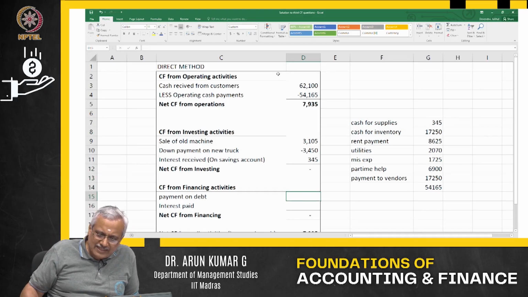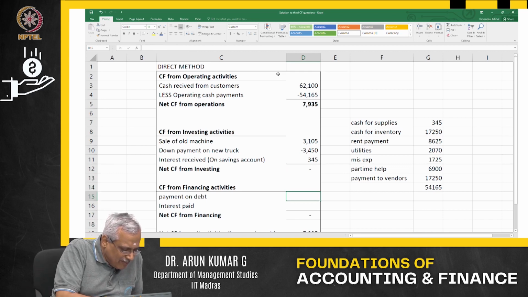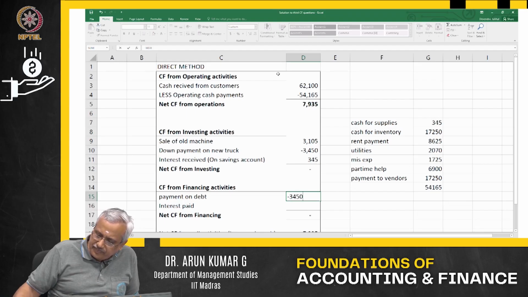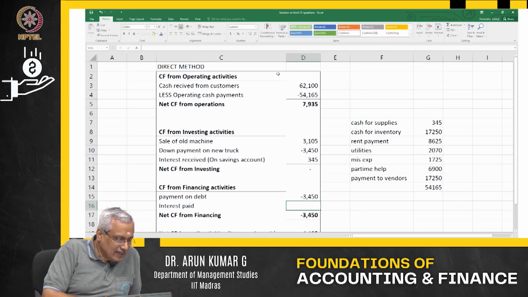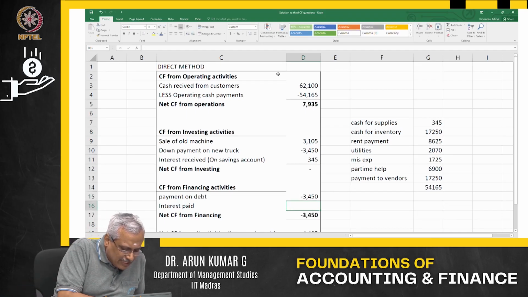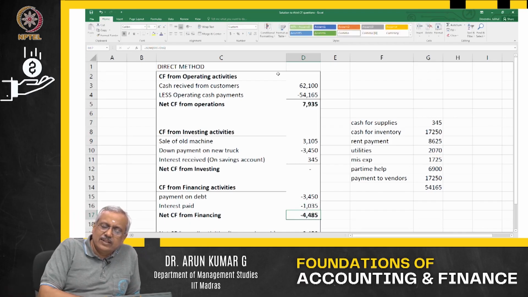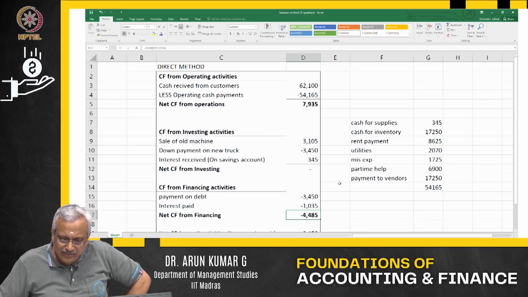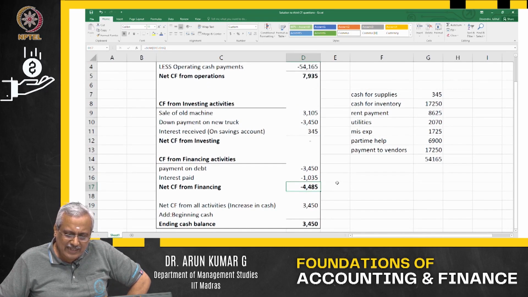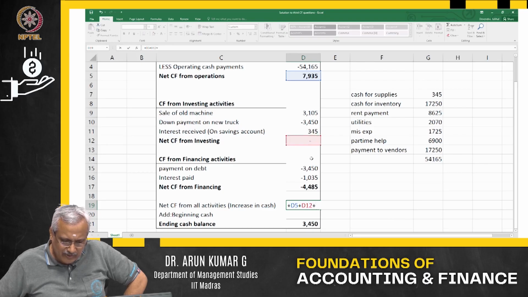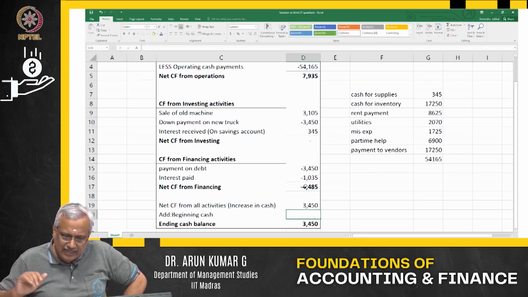Now I go to the financing activity. It says repayment of debt, payment of debt 3450. Interest paid, minus 1035. So cash flow from financing activity is also very clear. So what is the net cash flow from all the activities? Cash flow from operations plus cash flow from investing plus cash flow from financing activity is the net cash flow.